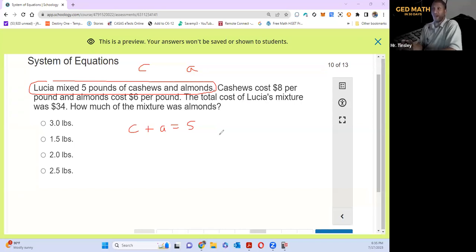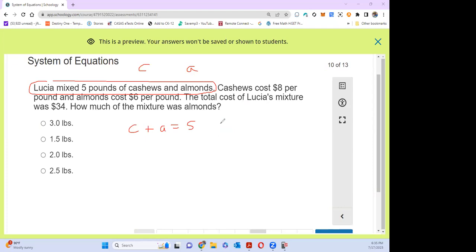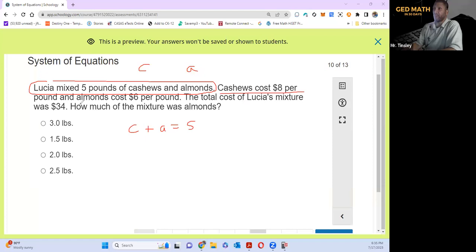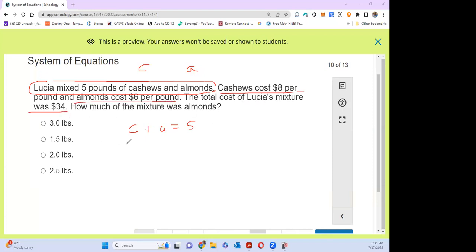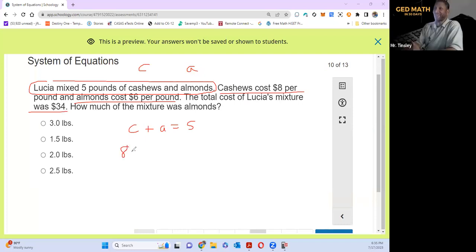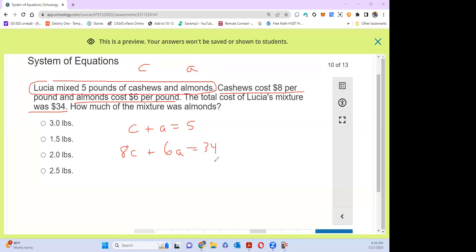Because Lucia mixed 5 pounds of cashews and almonds, the pounds of cashews plus the pounds of almonds equals 5. Second part: cashews cost $8 per pound, almonds cost $6 a pound, and Lucia's mixture costs $34. So 8 times C plus 6 times A equals 34. Understand that? So that's our 2 equations for the system of equations.